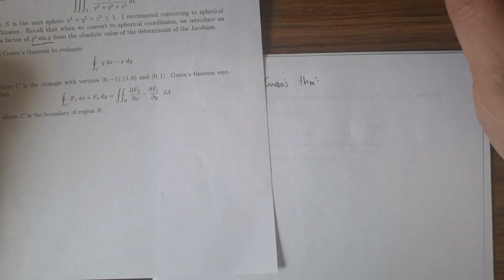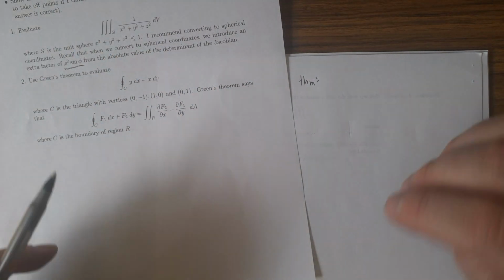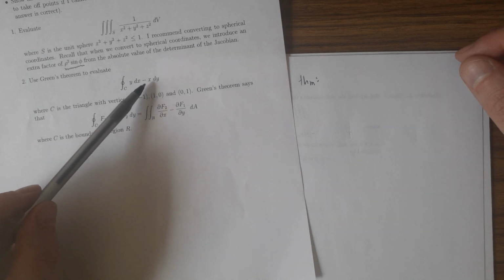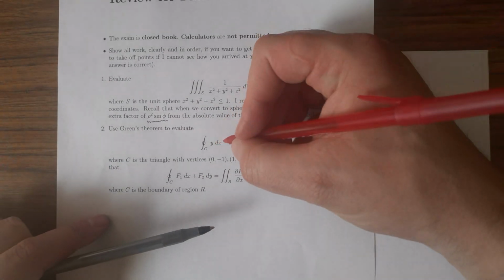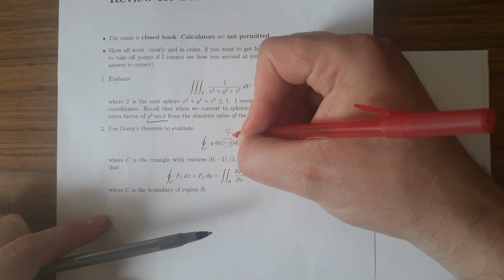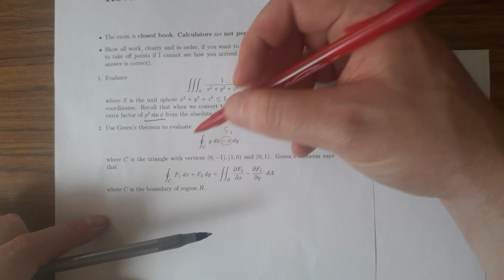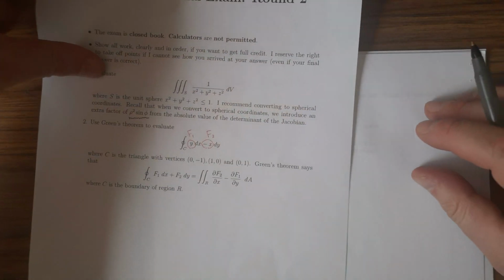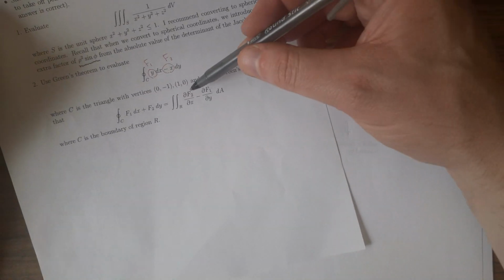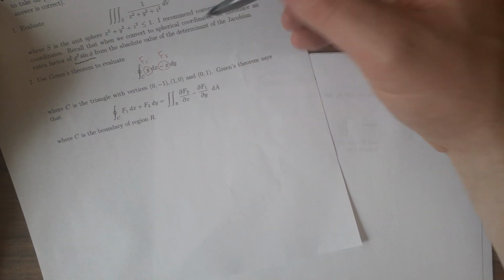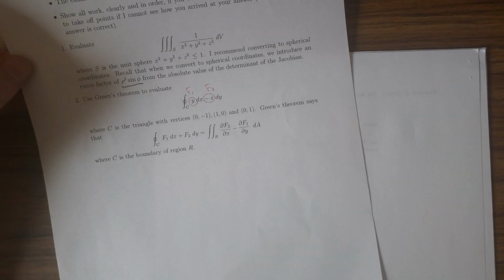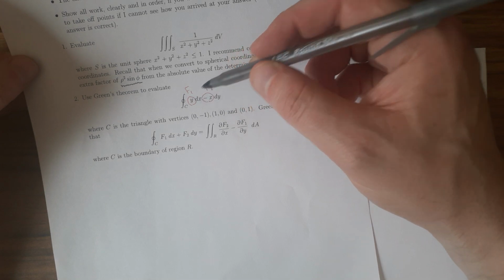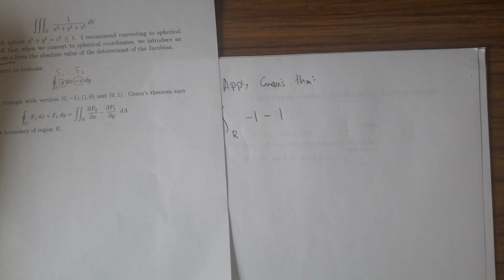Let me do these partial derivatives. F2 is the part with a dy on it. So F2 is negative x. So this is my F2. F1 is the part with a dx. So this is my F1. So what goes inside this double integral is the partial of F2 with respect to x, which is -1, minus the partial of F1 with respect to y, which is 1.